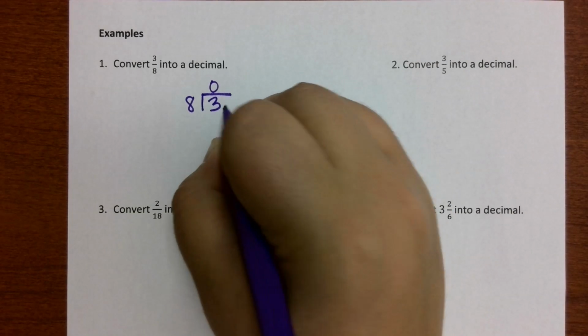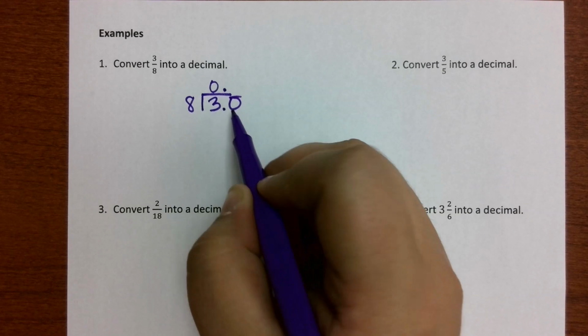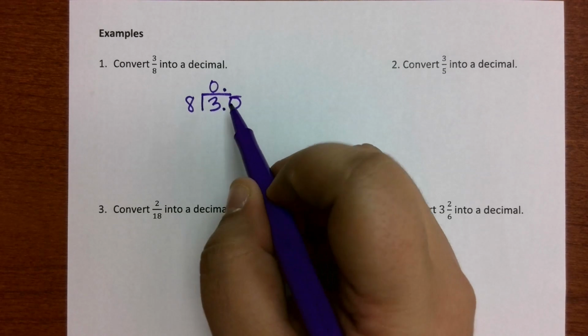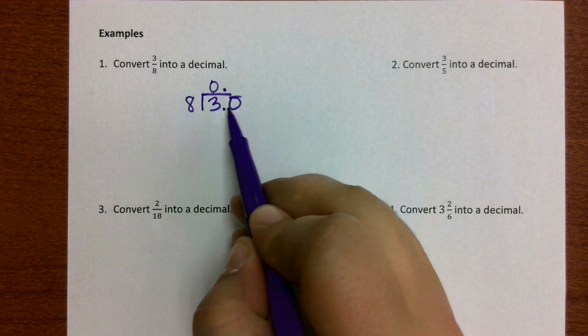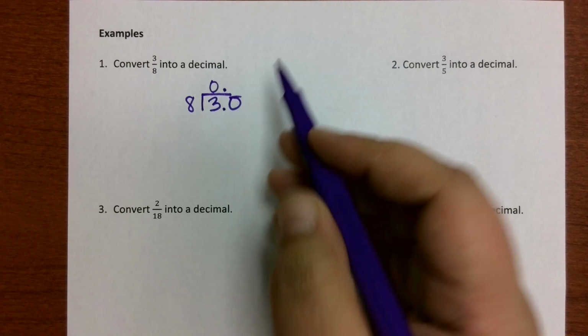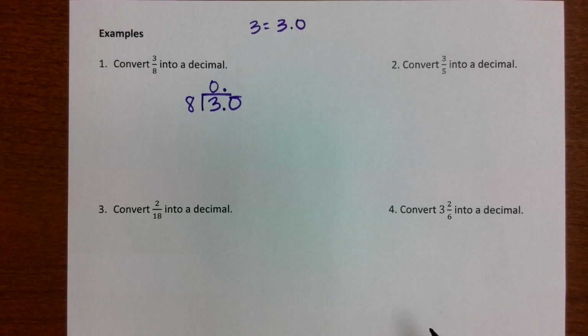Then we're going to add a decimal and a 0. Now the reason I add a decimal first is because I don't want to change the problem. If I just put a 0, my problem becomes 30 divided by 8, but putting a 0.0 keeps it 3. 3 is equal to 3.0.